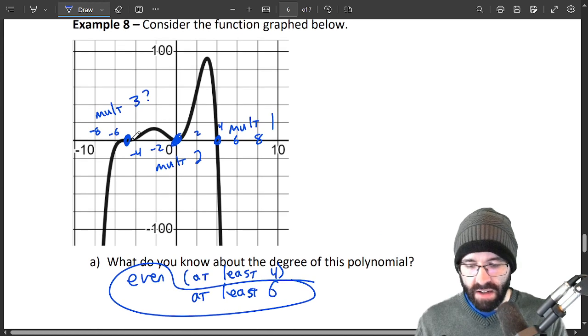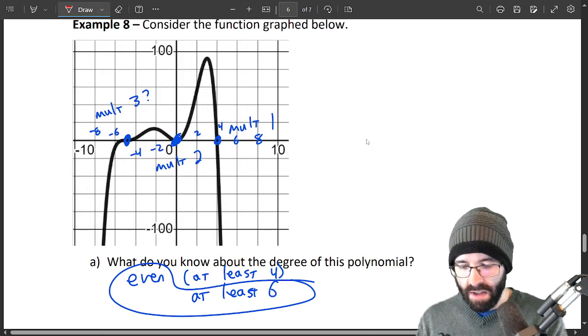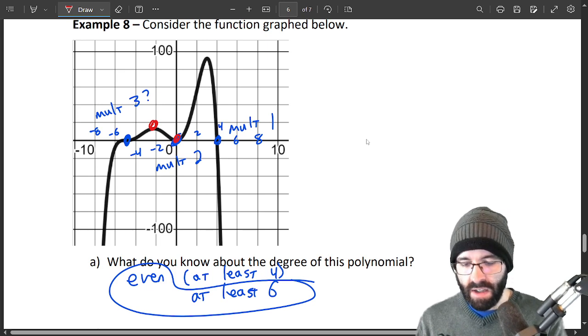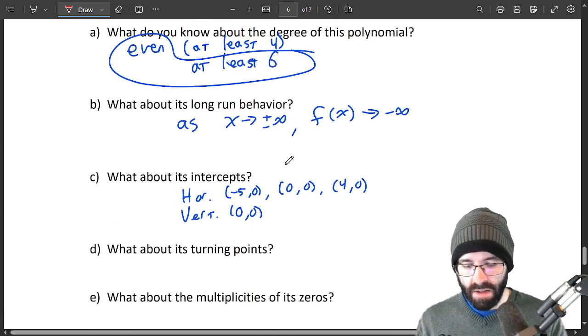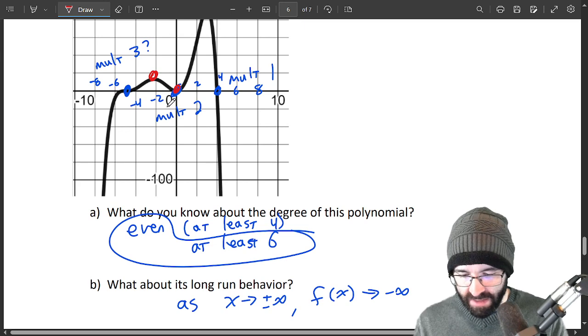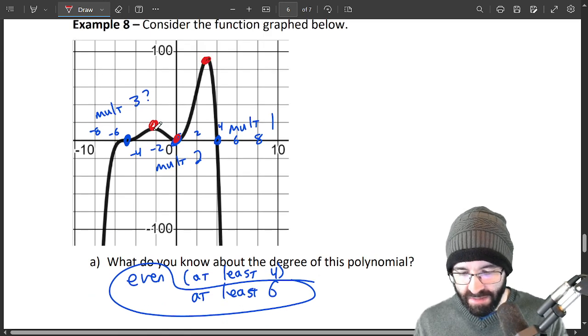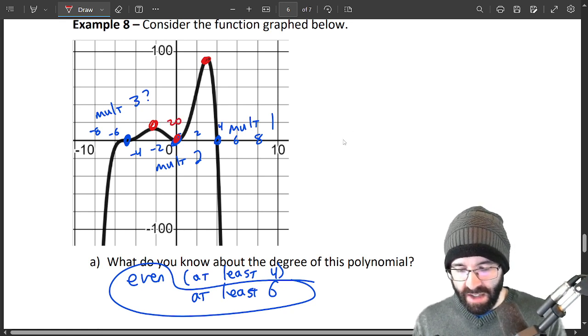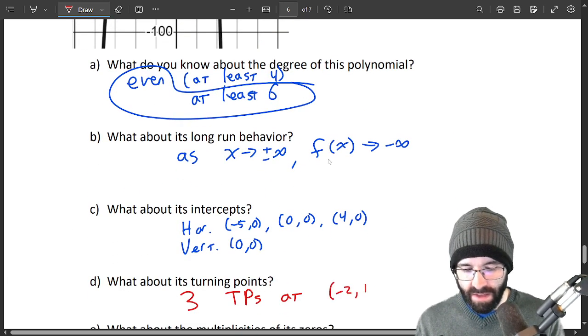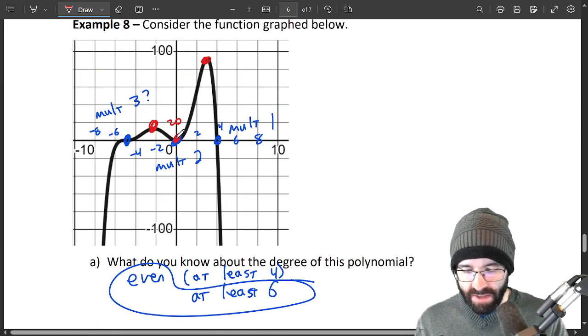Turning points, we kind of covered that. There's only 2 turning points. Oh, no, there's 3 turning points, right? It changes directions from increasing to decreasing here, and here, and here. So there's 3 turning points at those places, which is kind of hard to estimate. This is like -2, comma, we're counting by 20s here. Like -2, I don't know, 13, I don't know. Zero, 0, and then like 390.